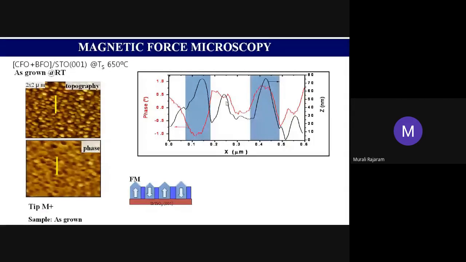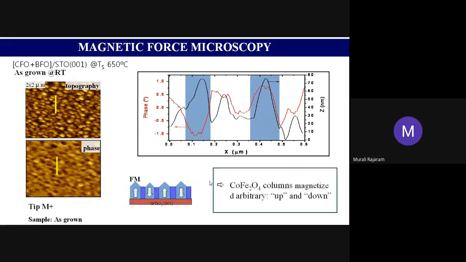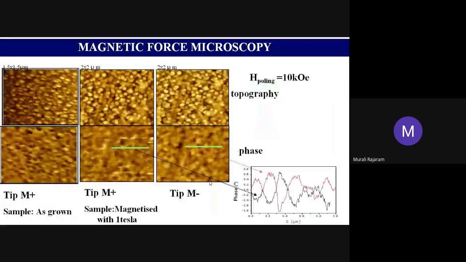That means on as-grown samples, we have shown that the rods, the nanostructures alone, are magnetic, and they are randomly oriented either up or down. So this shows that your rods alone are magnetic. Again, this is the as-grown sample.